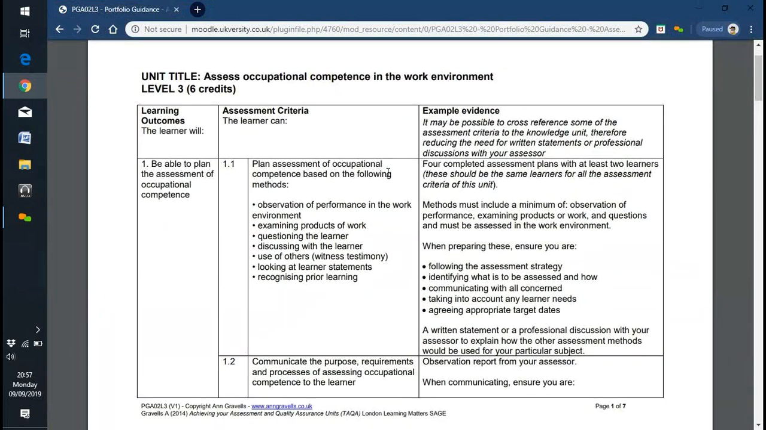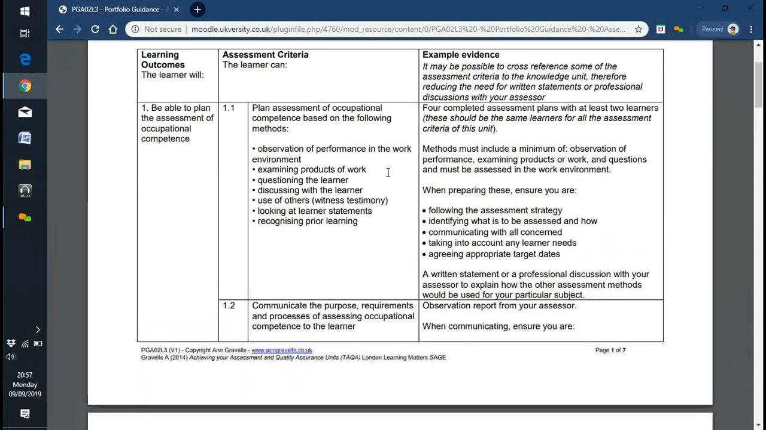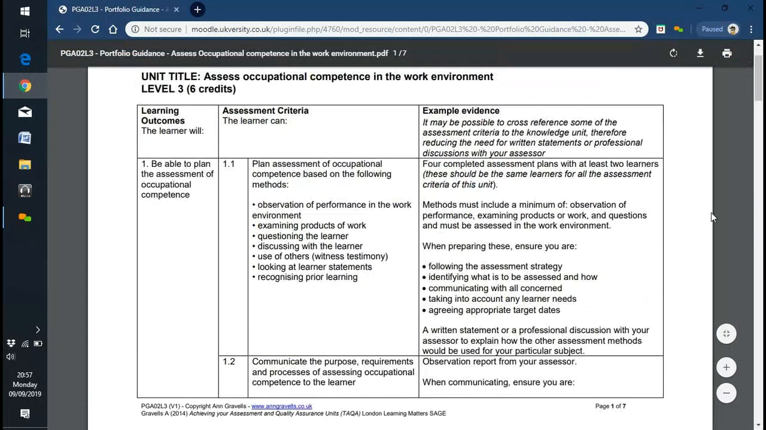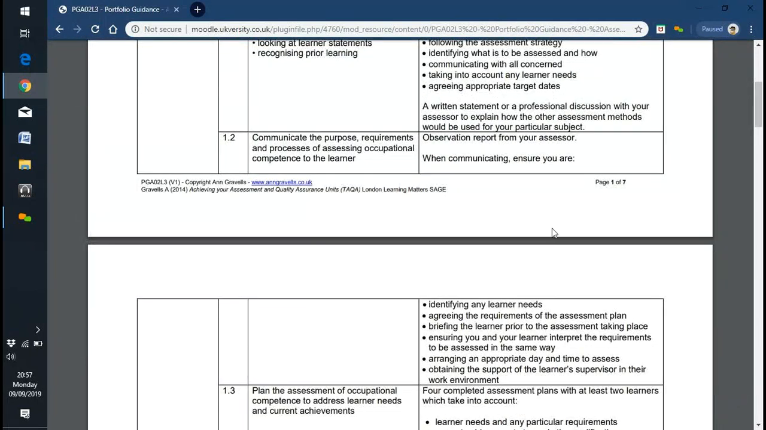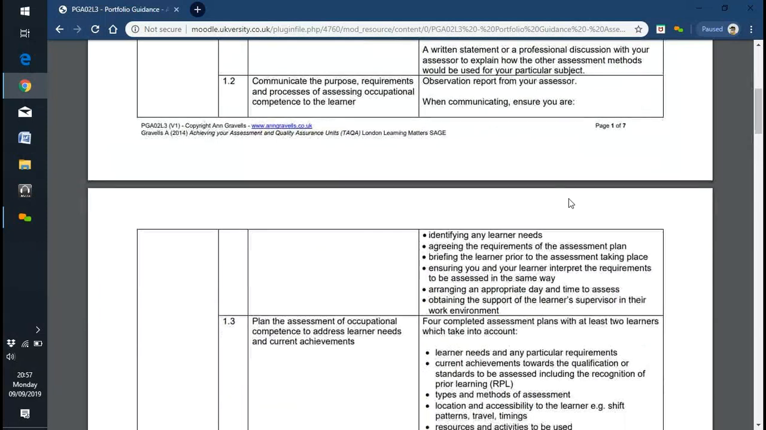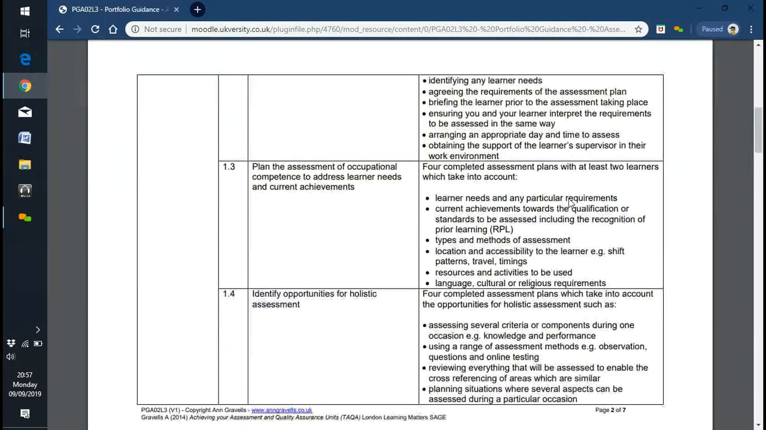Again, on this one, it will say what the unit is and example evidence. Yeah. Come on. Yeah, because I've got something similar to this. Yeah, that's what I'm saying.